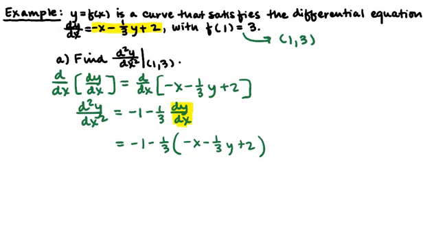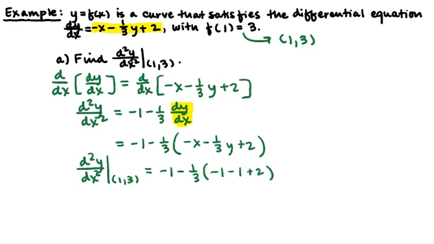All right, so if they ask me to evaluate this second derivative at the point where x is 1 and y is 3, that'll be negative 1 minus 1/3 of negative 1 minus 1/3 of 3, which is minus 1, plus 2. Okay, that's actually looking like negative 1 minus 1/3 of 0, and that's negative 1. So the second derivative was negative 1.